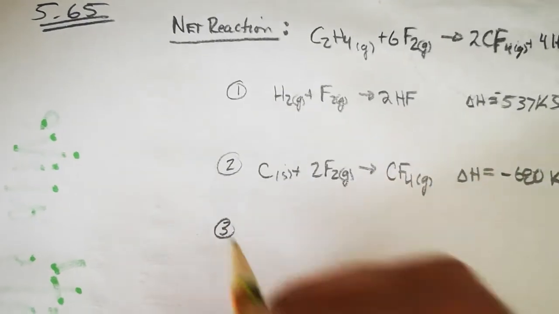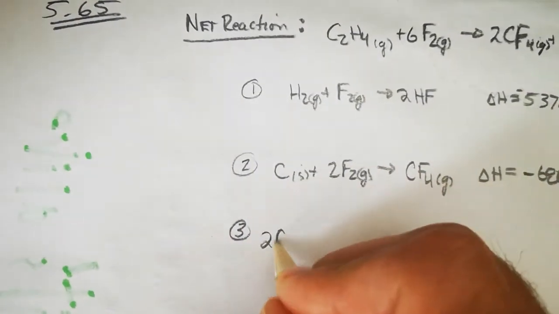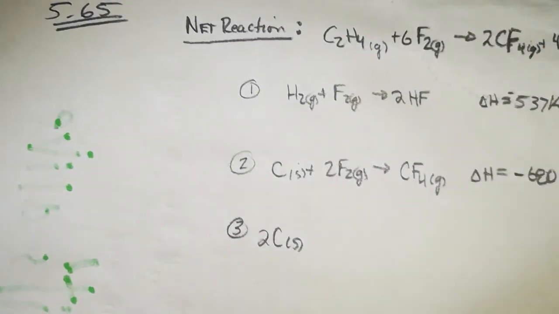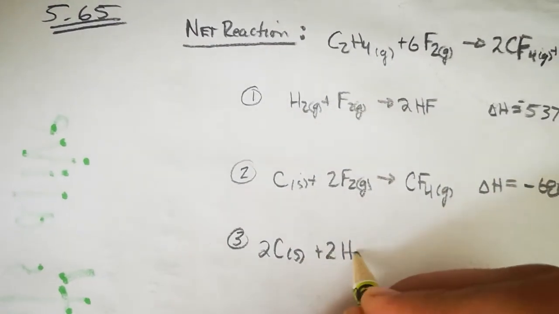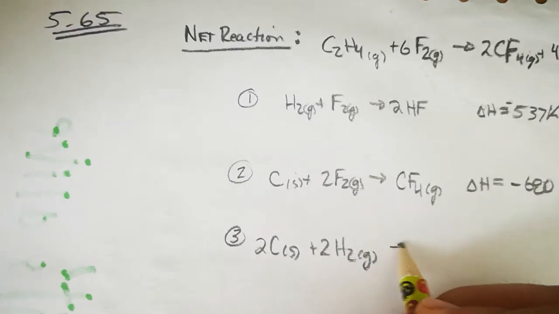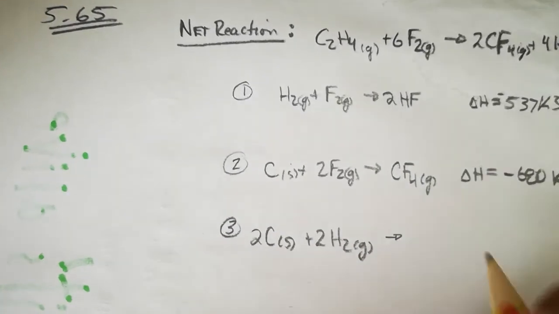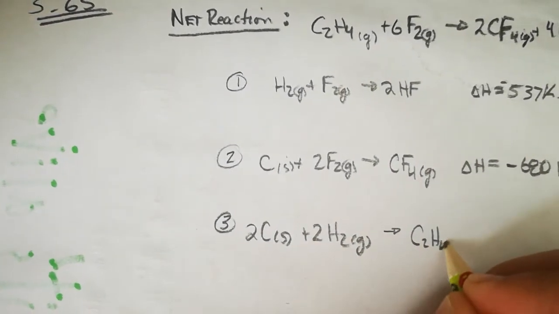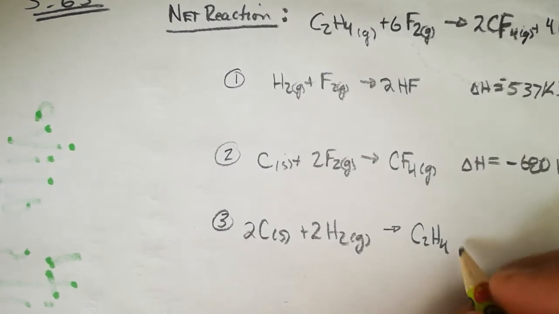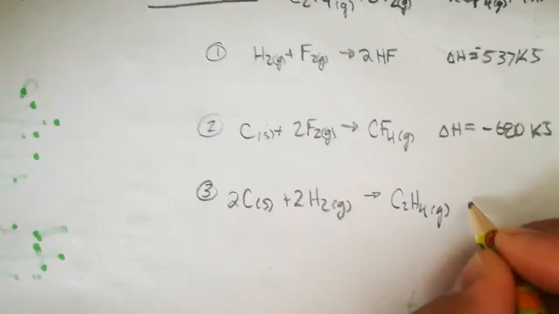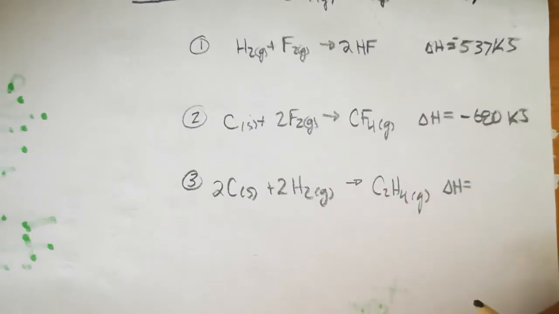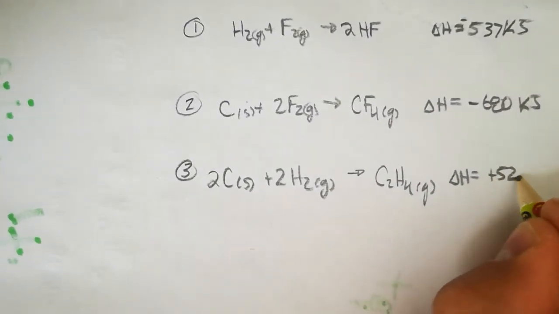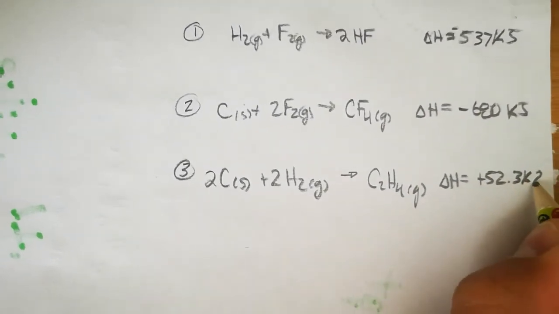And our third part reaction, 2 carbons, solid, plus 2 hydrogen, gas. We're going to combine to form C2H4 gas. And our delta H is equal to positive 52.3 kilojoules.